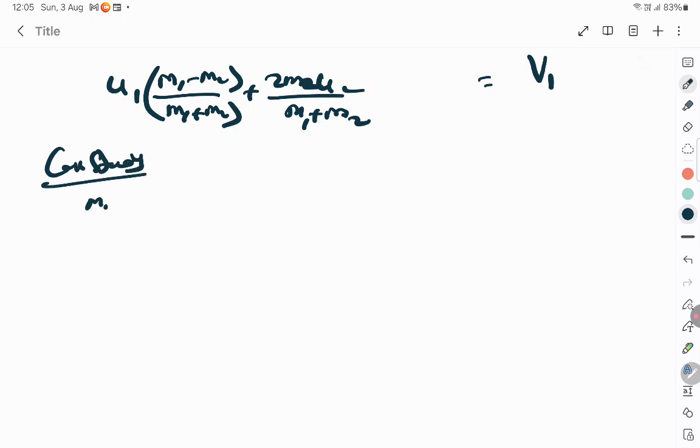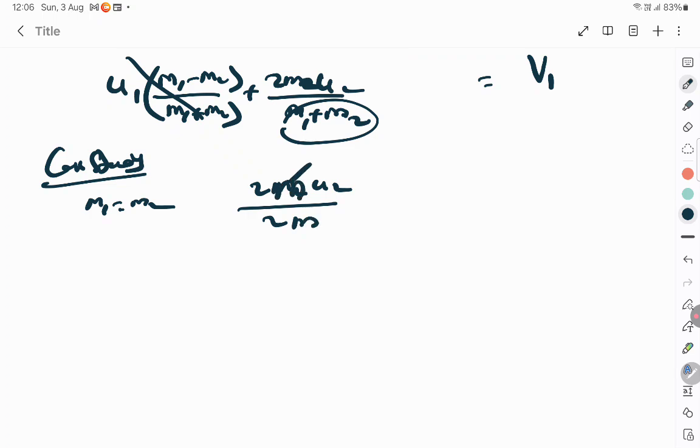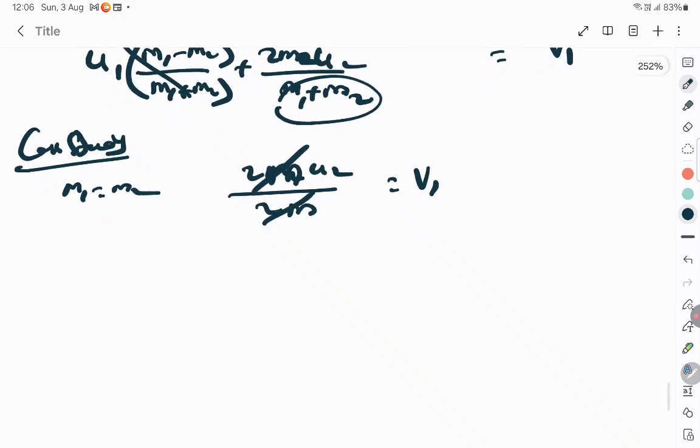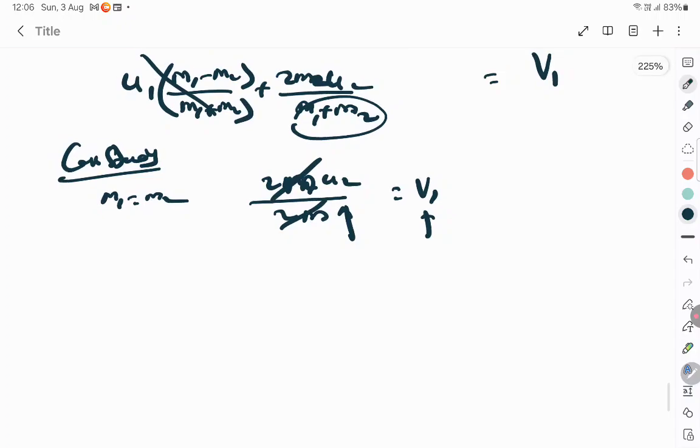What happens when m1 is equal to m2? This term will get cancelled. When the masses are the same, 2m2 u2 by 2m, you get v1 is equal to u2, which means the velocity is getting exchanged. The second body's initial velocity is the first body's final velocity, and vice versa. That's the first case, case study number 1.